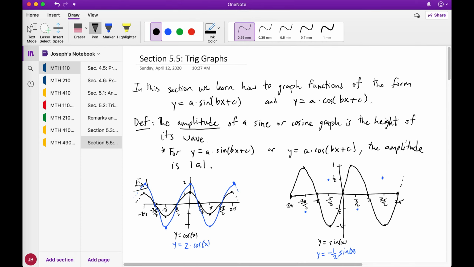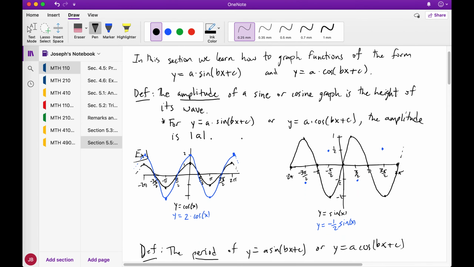Hello and welcome back. We're now going to go over section 5.5 where we learn how to graph functions of the form y equals a times sine bx plus c and y equals a times cosine bx plus c. And a, b, and c are all just going to be normal numbers, not variables. The only variable here is x. Okay, so that's our objective for today. We're going to need a few pieces first.